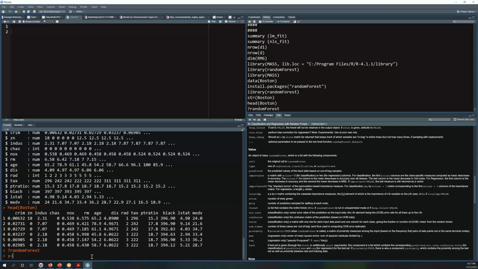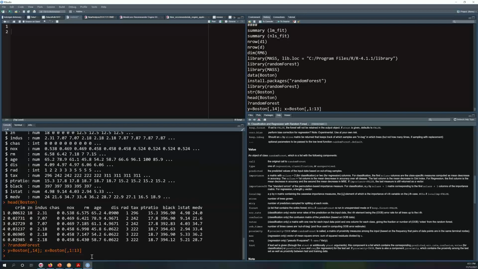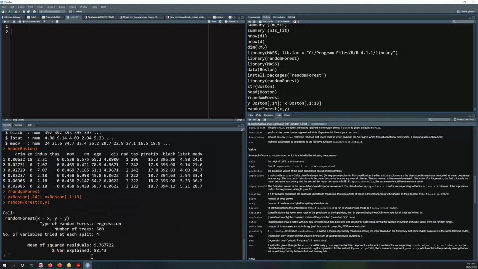Y is equal to Boston, comma 14. And then X equal to Boston, comma 1 to 13. Is everybody good? Yes, sir. Now you do the random forest. X comma Y. Done.